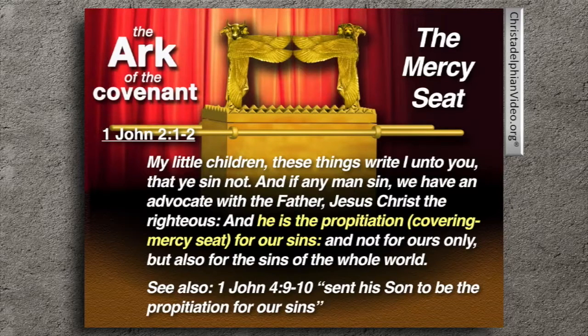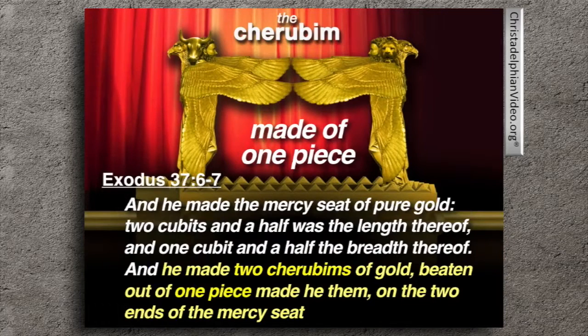Coming back then to Exodus chapter 37, "He made the mercy seat of pure gold. 2.5 cubits was the length thereof, 1.5 cubits the breadth thereof. And he made 2 cherubims of gold, beaten out of 1 piece, he made them, the 2 ends of the mercy seat."